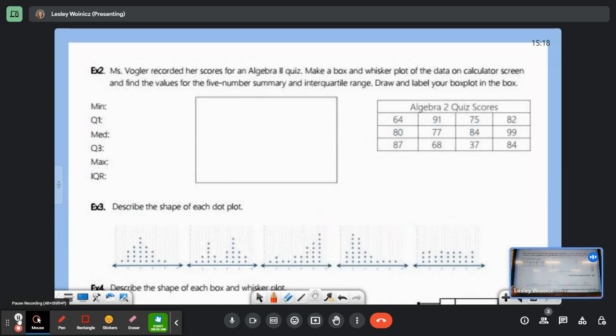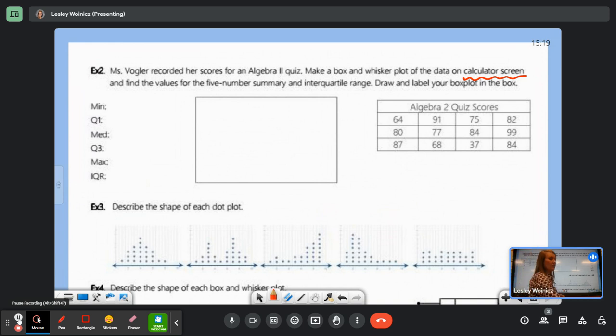Okay, Ms. Vogler recorded her scores for an Algebra 2 quiz. We're going to make a box and whisker plot of the data on the calculator screen. We're going to find the values for the 5-number summary and interquartile range. We're going to draw and label the box plot in the box. Okay, so these are her quiz scores.